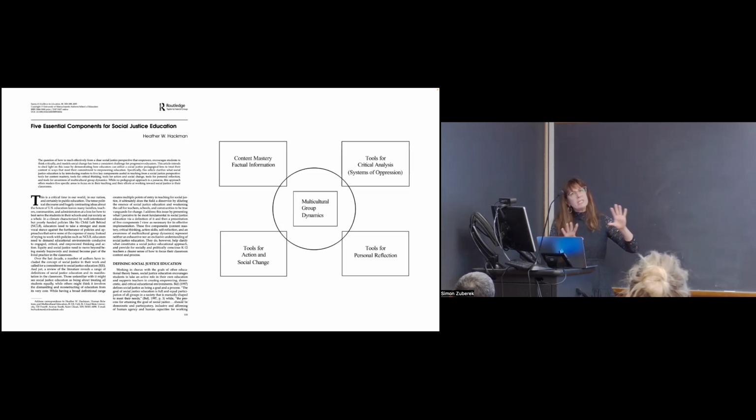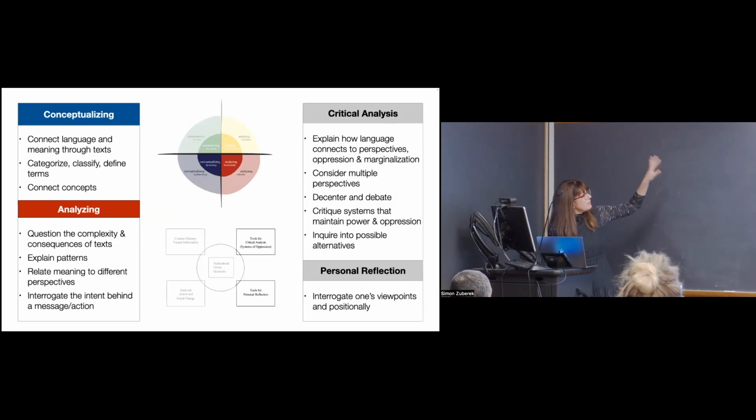So there are synergies across all four knowledge processes of multiliteracies pedagogy and the components of Hackman's model. I'd like to focus in on two from each of the approaches to show a little bit more why multiliteracies pedagogy is in line with definitions of social justice and critical pedagogy. So on the left-hand side, you have the knowledge processes of conceptualizing and analyzing from the multiliteracies framework. And then the right-hand side, the components of Hackman's model that are critical analysis and personal reflection.